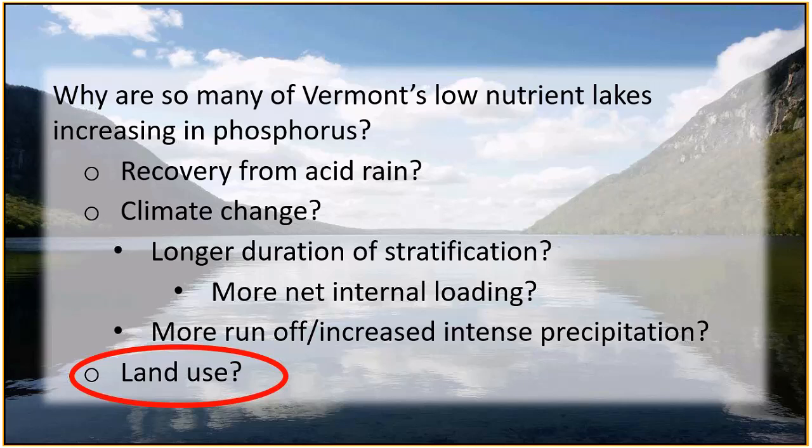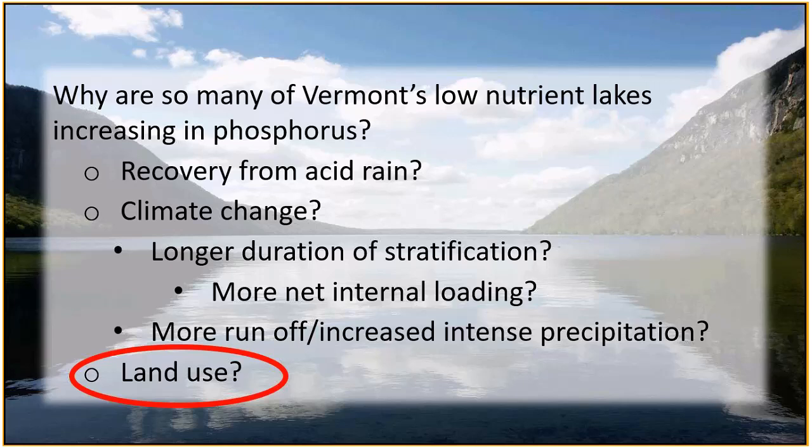Recovery from acid rain we don't think is probably a valid hypothesis, because 2/3 of these oligotrophic lakes are moderate to high alkalinity lakes that wouldn't have been impacted so much by acid rain. We definitely are considering something related to climate change. Longer duration of stratification might lead to more net internal loading of phosphorus from sediments. Unfortunately, we don't have long-term oxygen profile data on these lakes to be able to really answer that question.